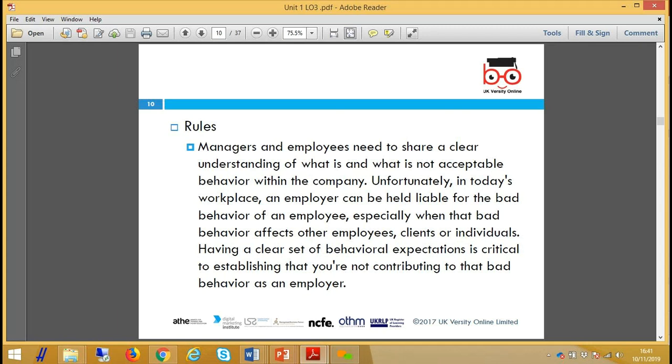Another purpose of HR policy is rules. They clearly state rules of behavior, norms of behavior, expected behavior, what is allowed, what is not allowed, what is permissible, what is not permissible, both on the part of the employee and on the part of the company, but also customers and clients.